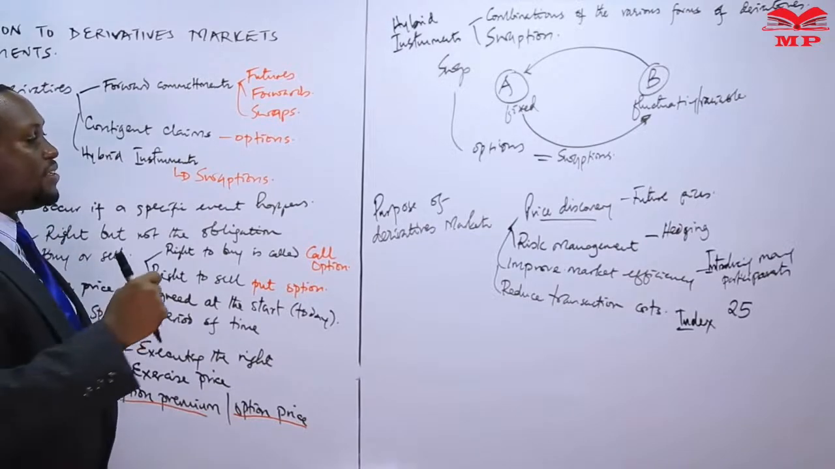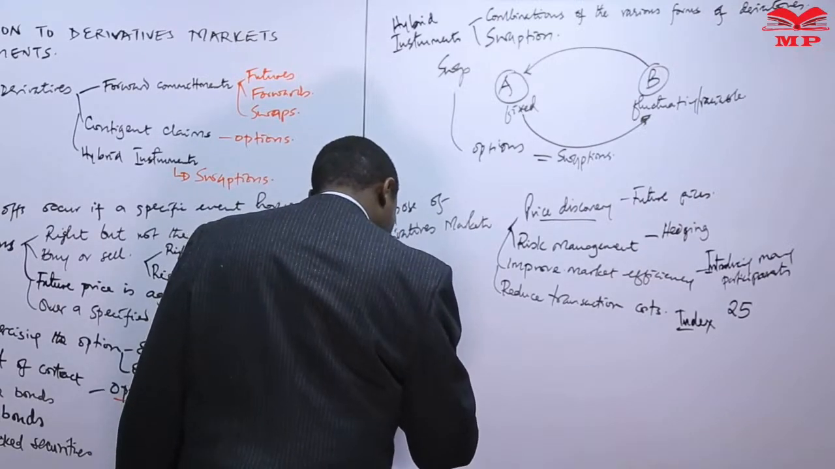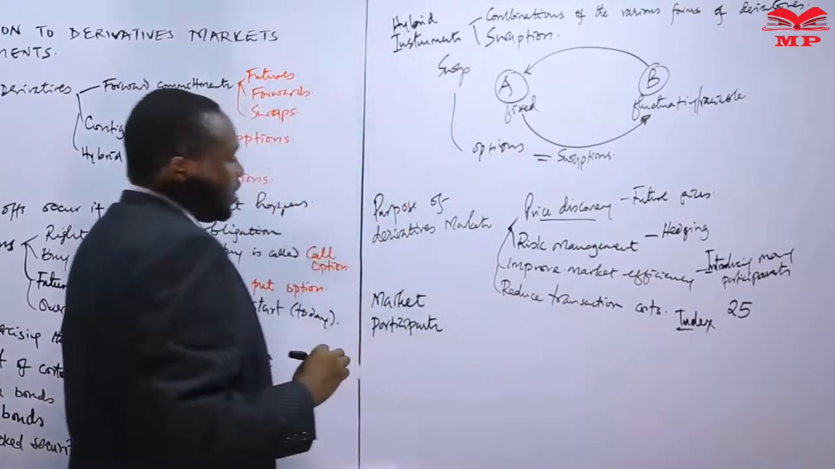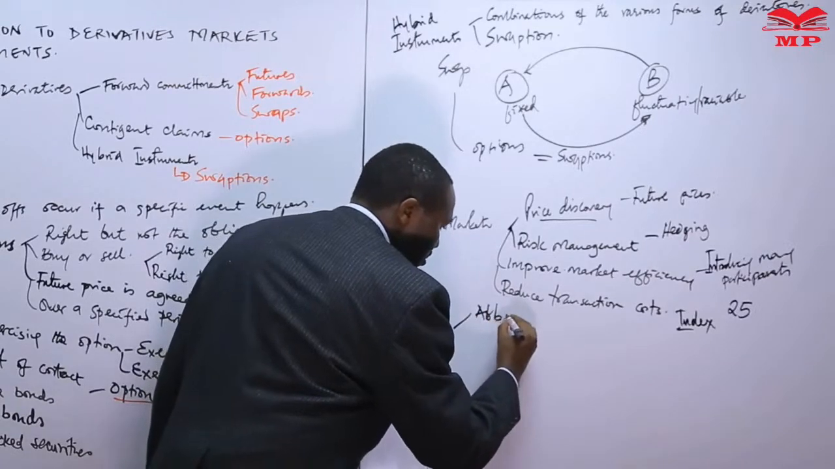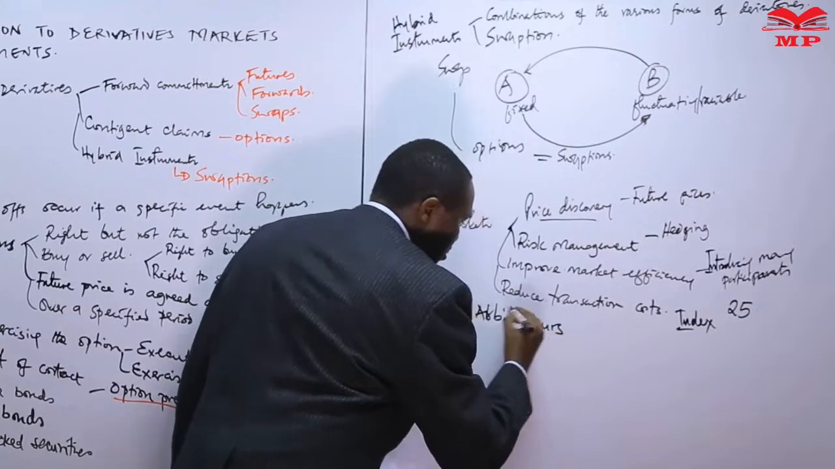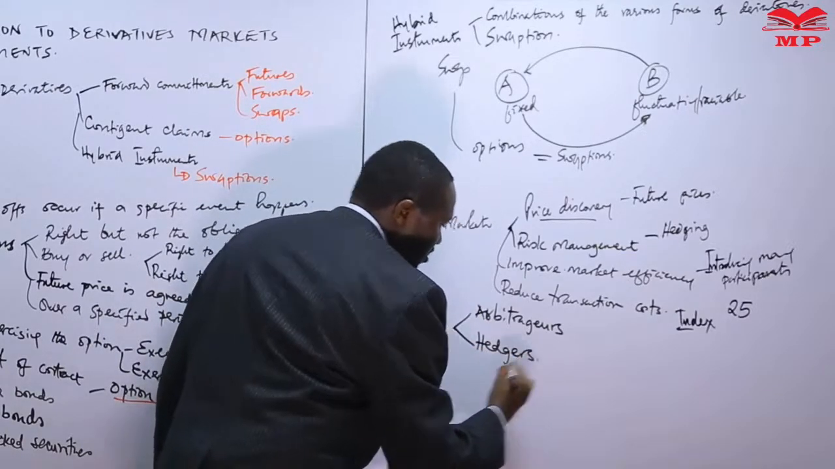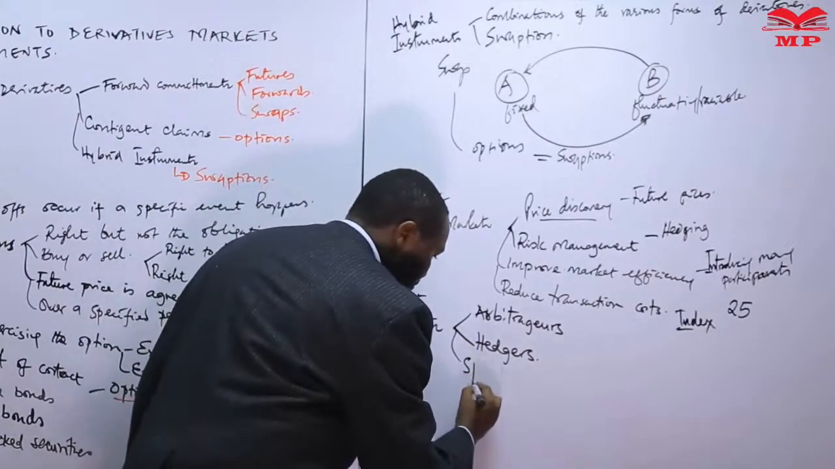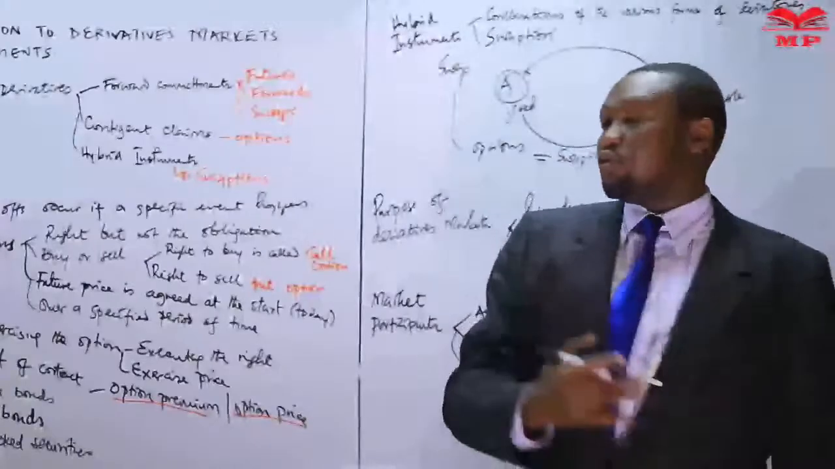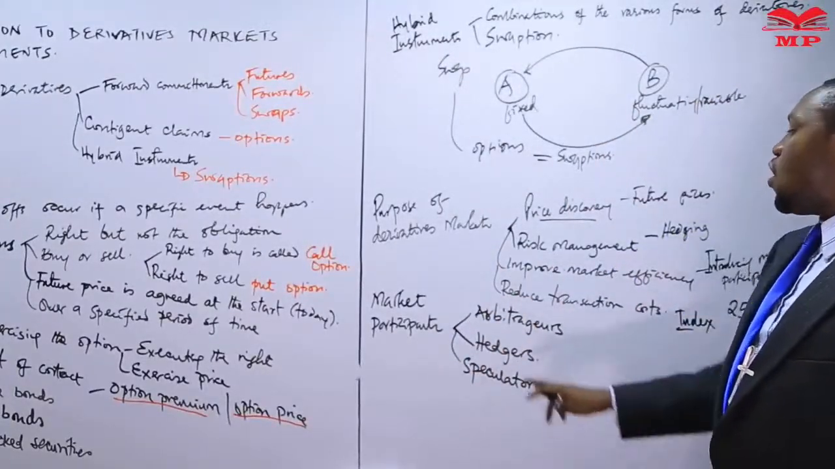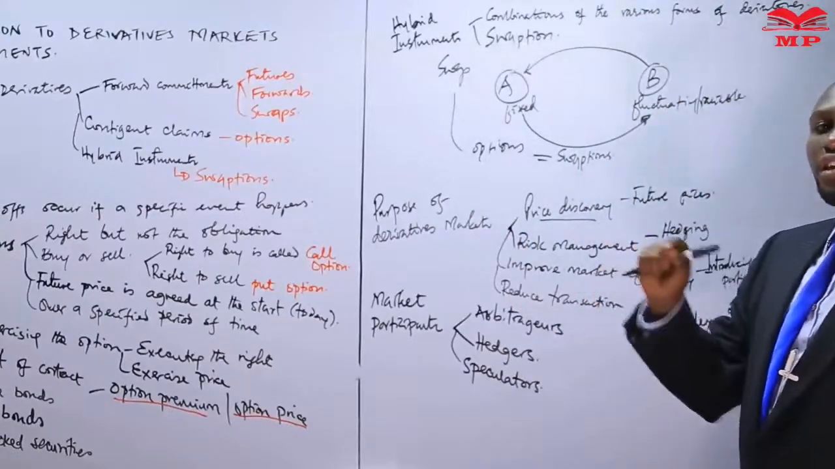The other element we are supposed to look at is the elementary principles or market participants. Who are the market participants in derivatives? There are three market participants. The first participant is called the arbitrageurs. The second participant is called the hedgers. And the third participants are called the speculators. We know the investment banks and multinational corporations, but they fall in this broad category.